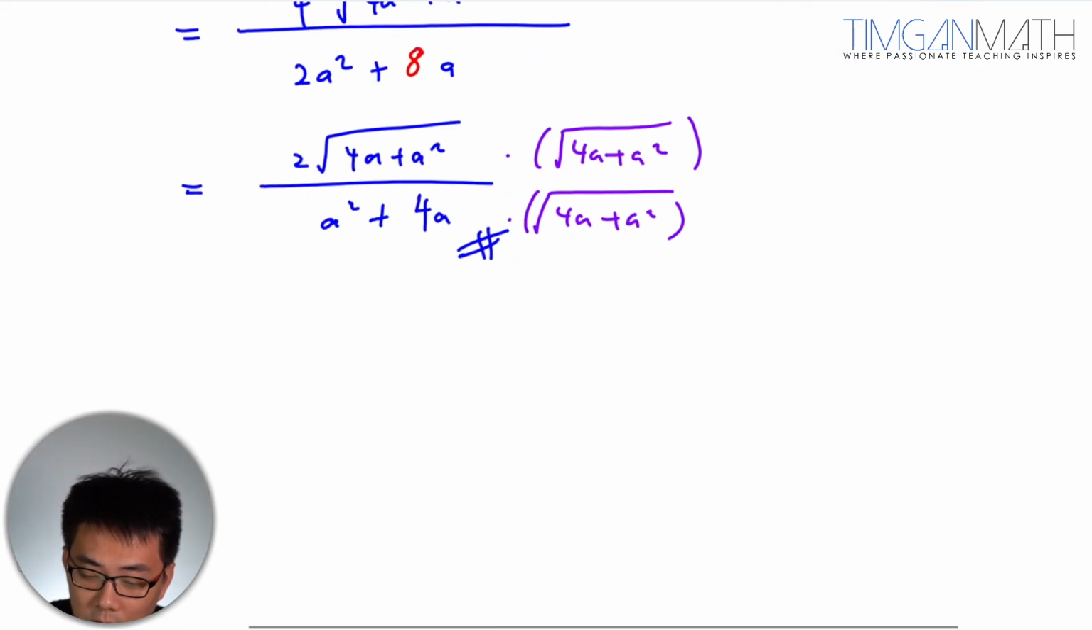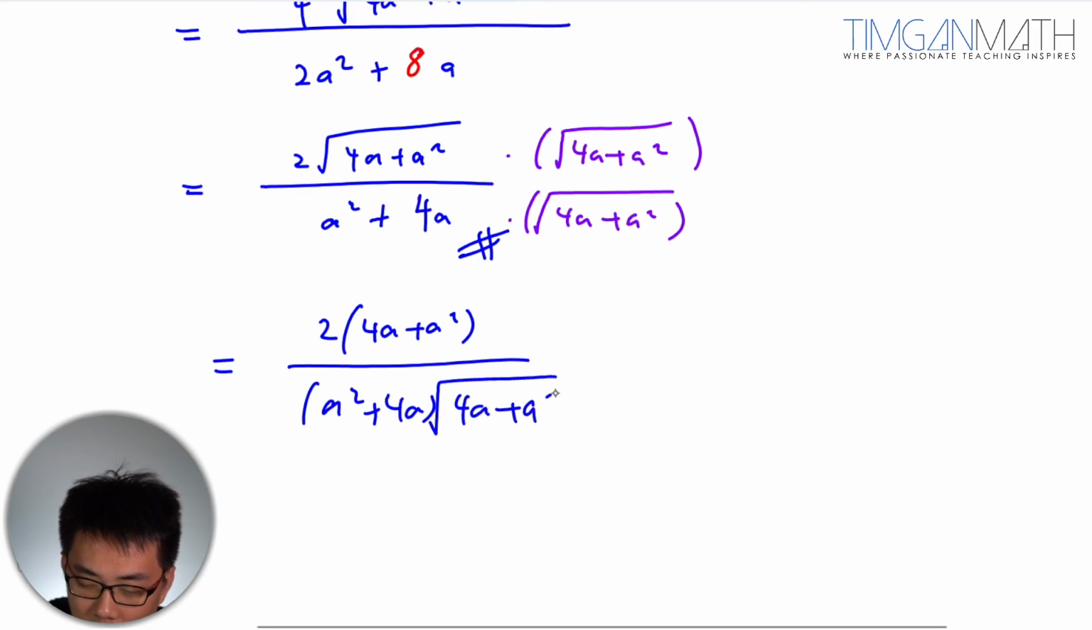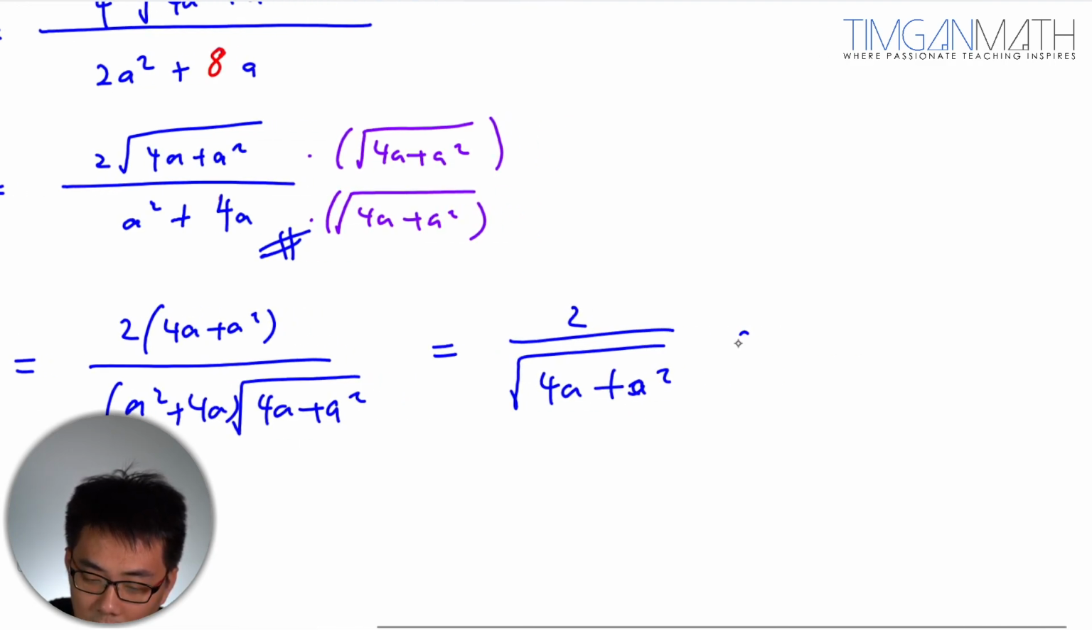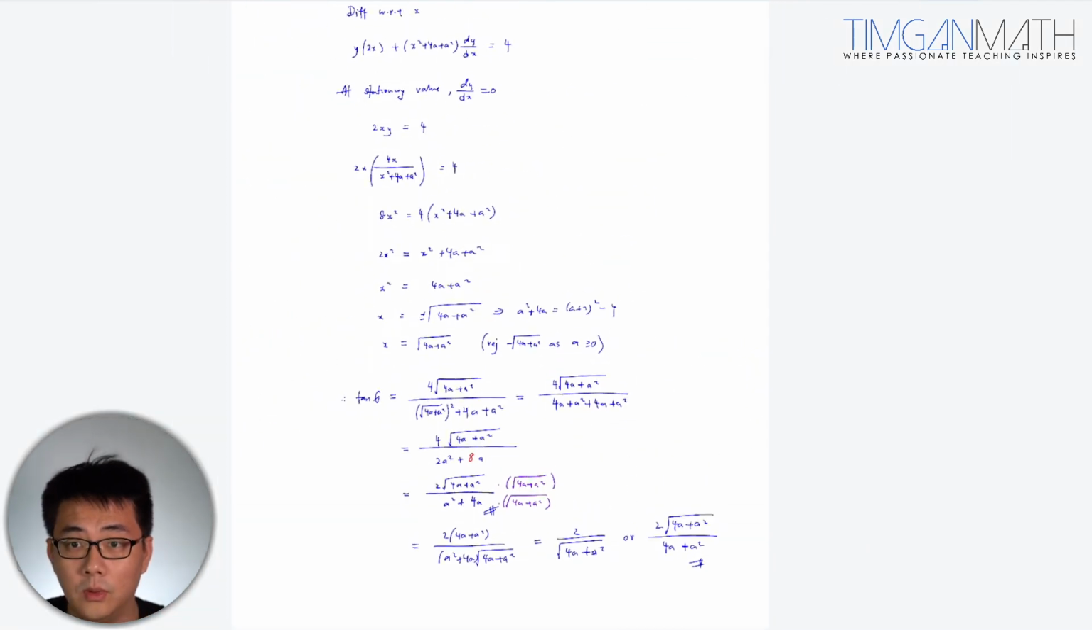When you multiply top and bottom, you would get 2 times the square root of 4a plus a squared, over a squared plus 4a. You could simplify it as this, but I don't think you need to do that. You can leave it like this, or like that. It's fine. So that's how you do this part here.